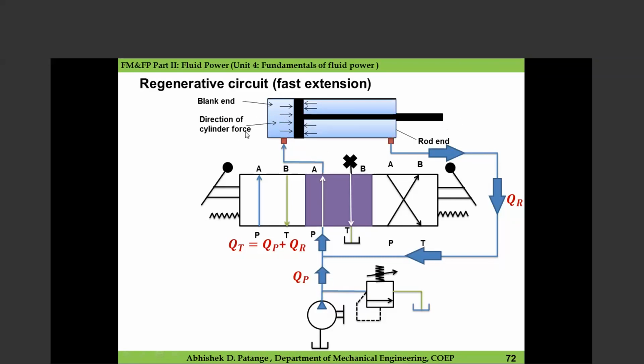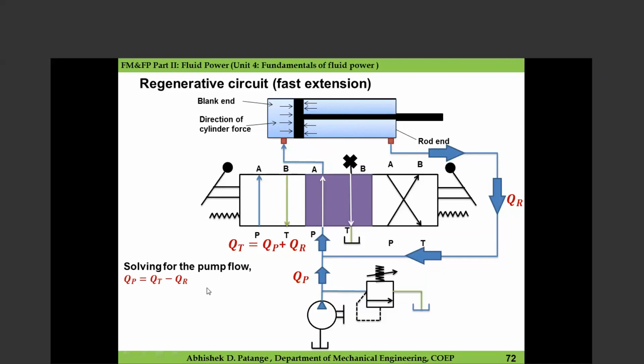That pressure will be transmitted throughout the system equally, from this side also and from this side also. But if you consider the force, it can be calculated from the blank end area and the pressure generated over here. So the force exerted from this end will be more, because the area of the blank end is more than the area of the rod end. That is why the piston will move from left hand side to the right hand side and extension will happen, and at the same time the liquid available at this point will be taken out and given again to the pressure line. So this shows that we achieve the faster extension.